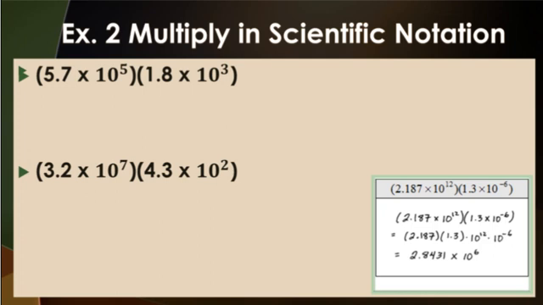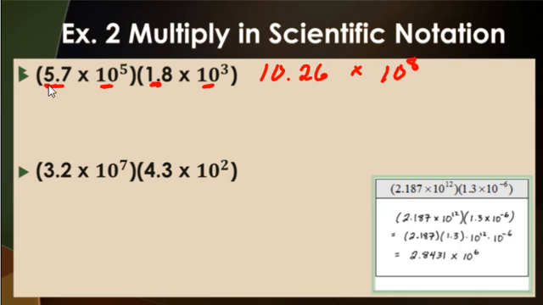Now what do you do when you multiply in scientific notation? When you multiply in scientific notation, you multiply the decimals by the decimals. So 5.7 times 1.8 equals 10.26. And then we multiply the bases. When we multiply the bases, remember you add the exponents. So this would be times 10 to the 8th.